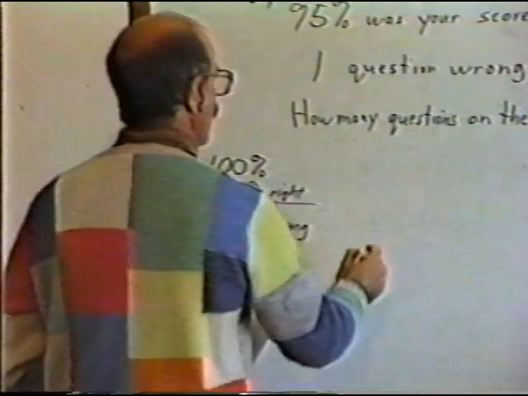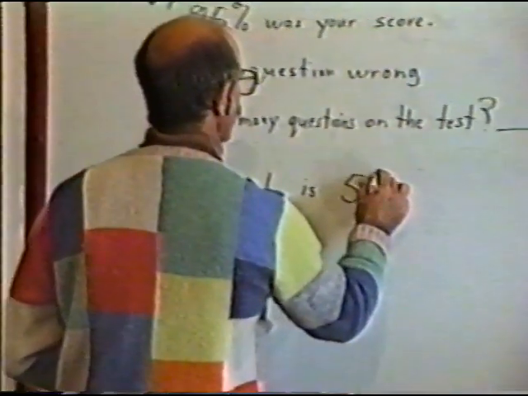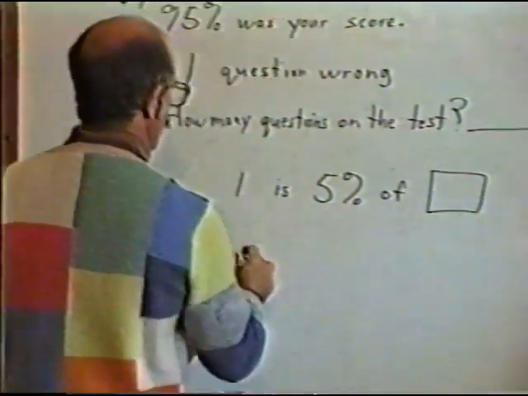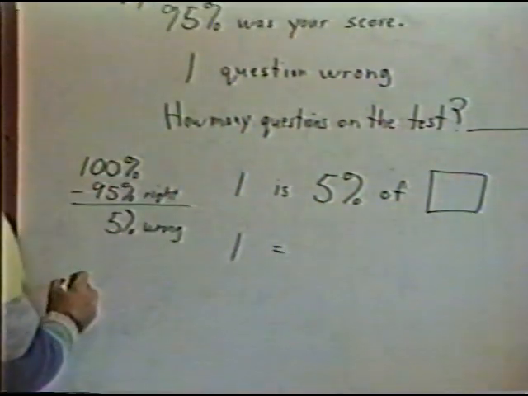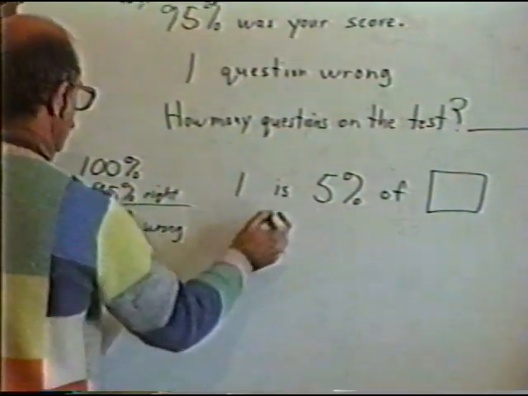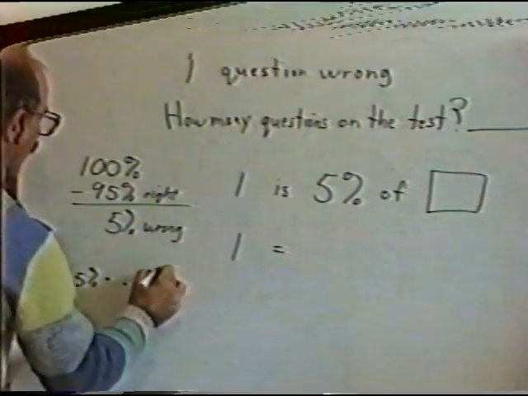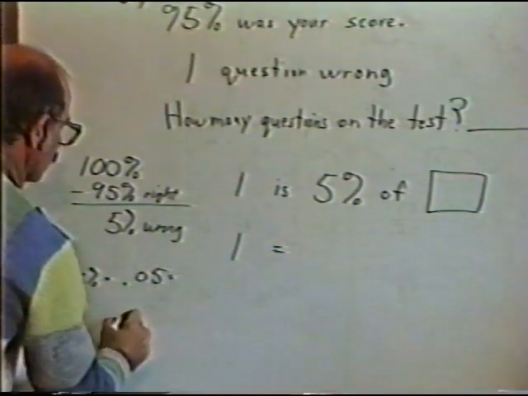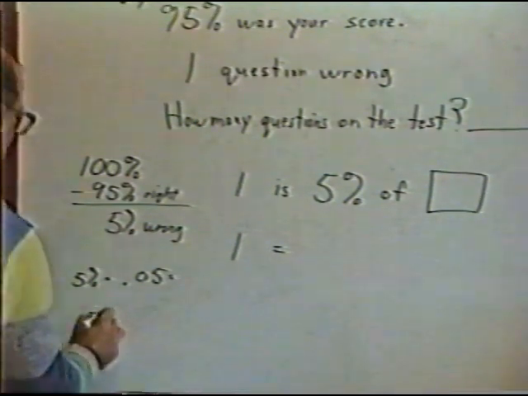Then you can say 1 is 5% of what? 1 equals 5%, moving back 2 places, gives us the decimal 0.05. Read that number. 500ths. Can that be reduced?